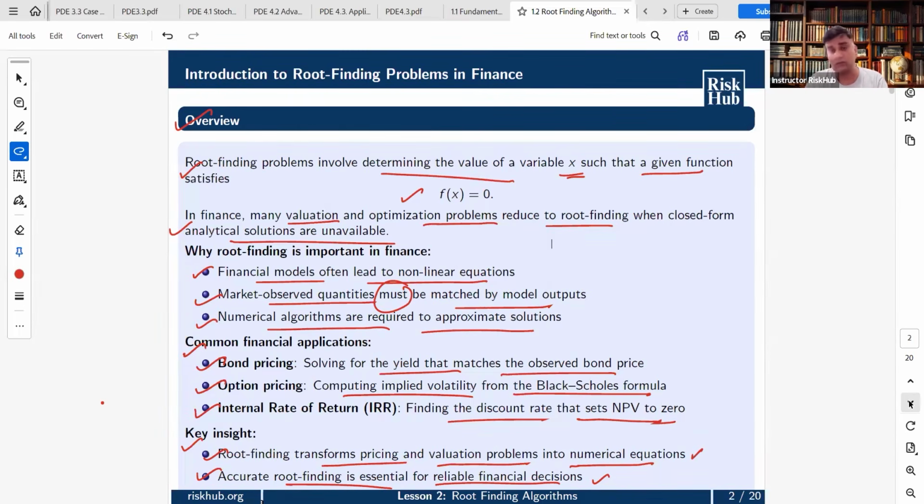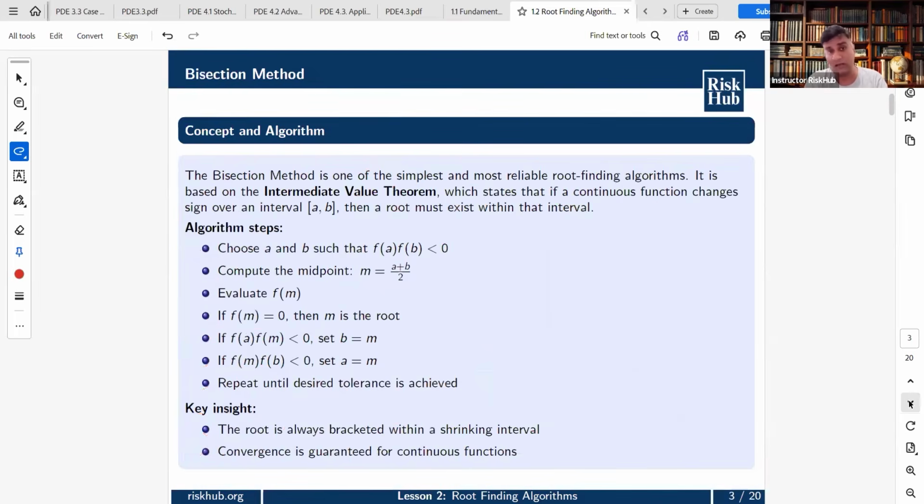Okay. So with that, we move to your next part, which is concept and algorithm. I told you we are studying the bisection method and the Newton-Raphson method. The bisection method is one of the simplest and most reliable root finding algorithms. It is based on the intermediate value theorem, IV theorem. We state that if a continuous function changes sign over interval [a, b], then a root must exist within that interval. And again, I told you in the introduction slide and in the previous lesson, choose a and b such that f(a) times f(b) is less than or equal to 0.